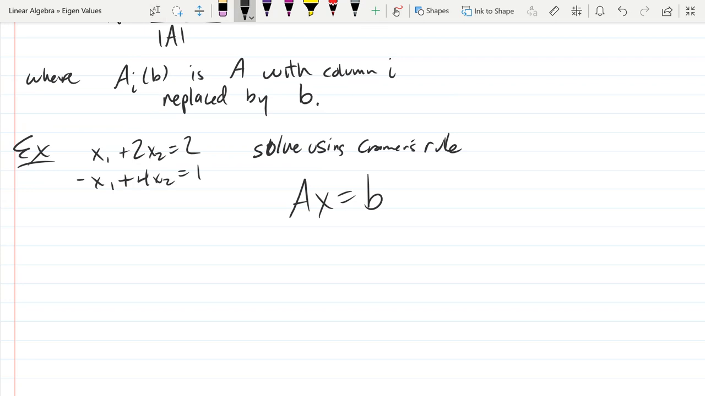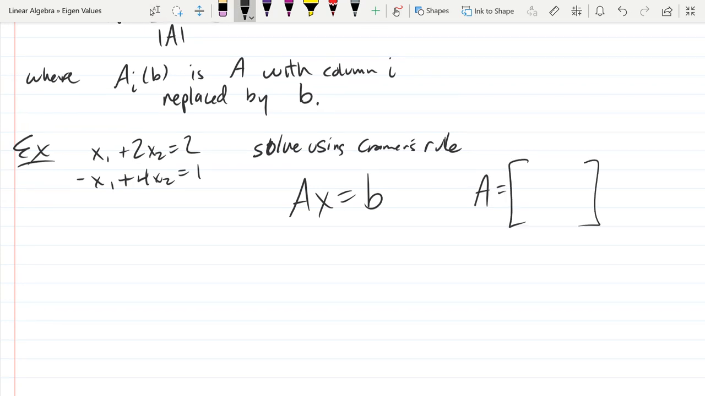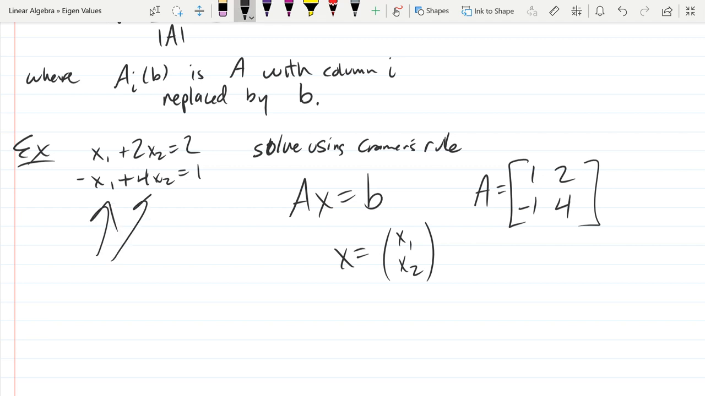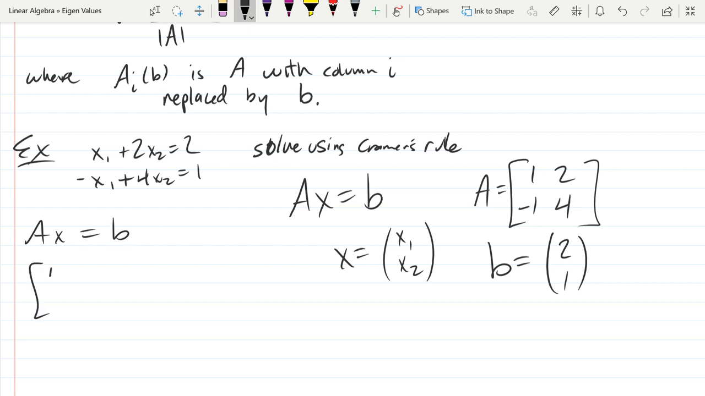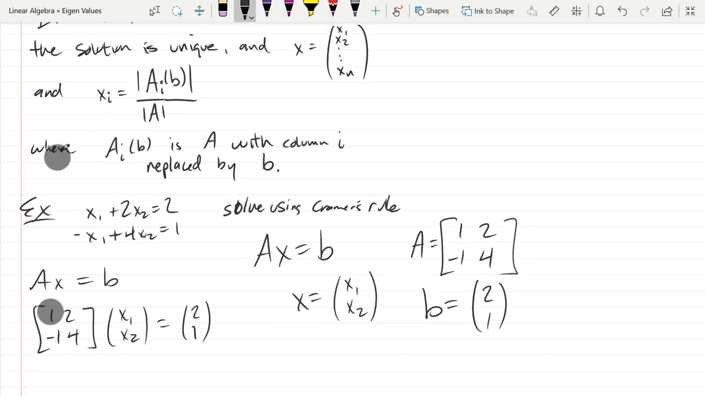So what is the A matrix? One, two, negative one, four. You've done this before. It's our coefficients right here. We don't know X right now, so X right now is just x1, x2. It has to be a vector in R2 because of the dimension of A. So just looking at the dimension of A, you can also look over and see, oh, there's x1, x2. So two coordinates. And then what is the vector B? 2, 1. All right. So let's write it out in the proper form. AX equals B. 1, 2, negative 1, 4, times x1, x2 equals 2, 1.